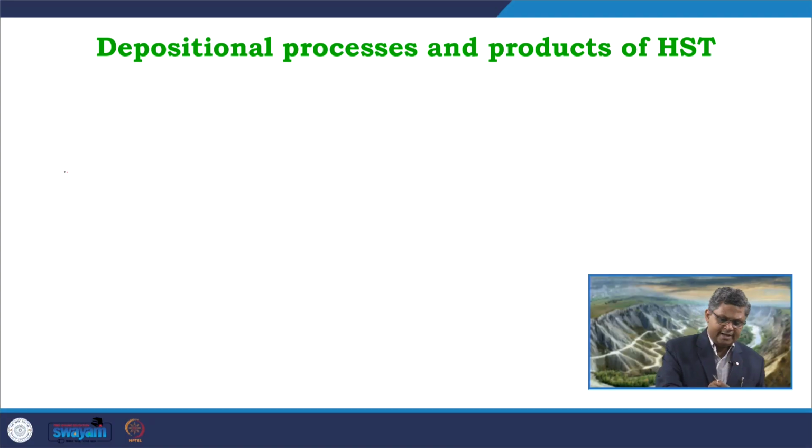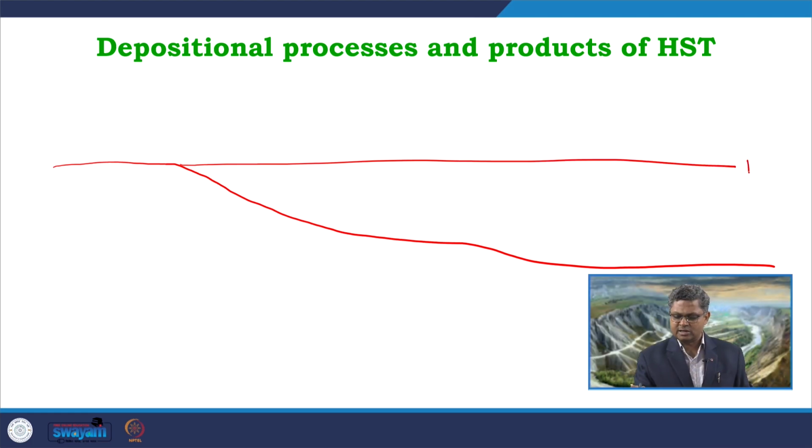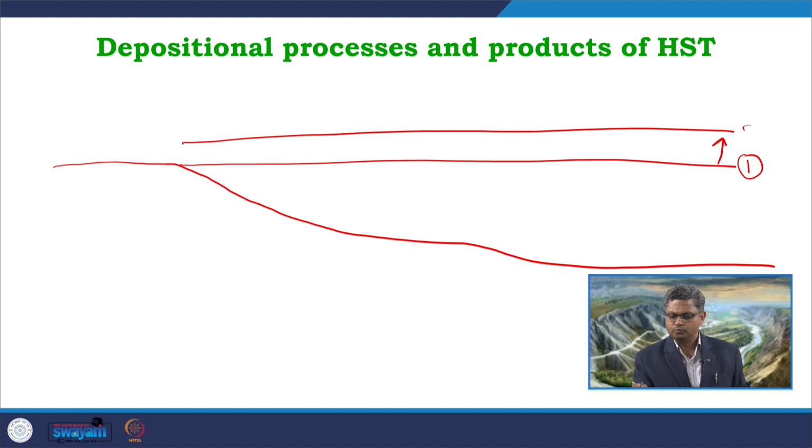This diagram I already introduced in the last class when I introduced the overview of the systems tracts, but here I will again refer back to this diagram and explain just the HST part. So, let us see, if this is the fluvial part, then this is the shallow marine part, and then this is the deep marine part. At the start of the HST, the base level was here and it is rising up and reaching level 2.